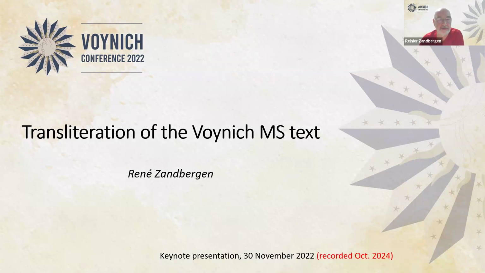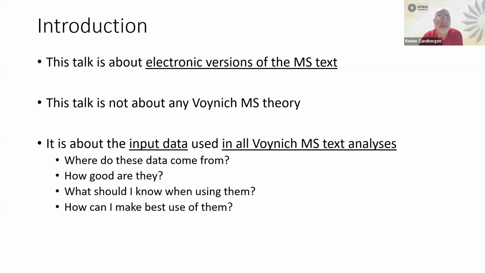My talk is about transliteration of the Voynich manuscript text. So this is about electronic versions of the text in the Voynich manuscript. This is not about any Voynich manuscript theory. It's about the data that is used in all text analysis of the manuscript. So we will talk about where these data come from, how good these data are, what users should know when using them, and how to best make use of them.